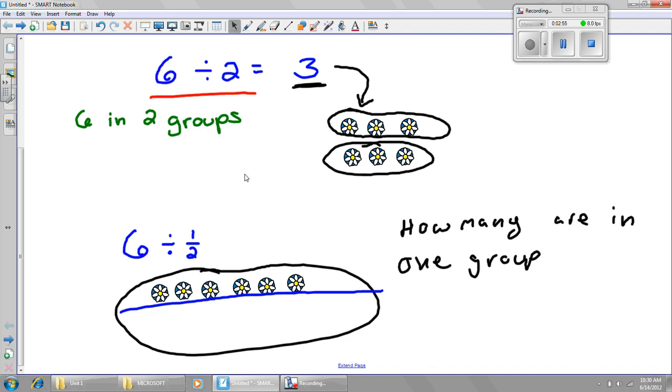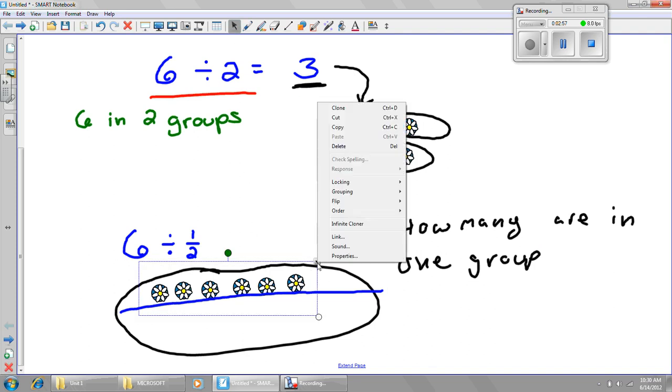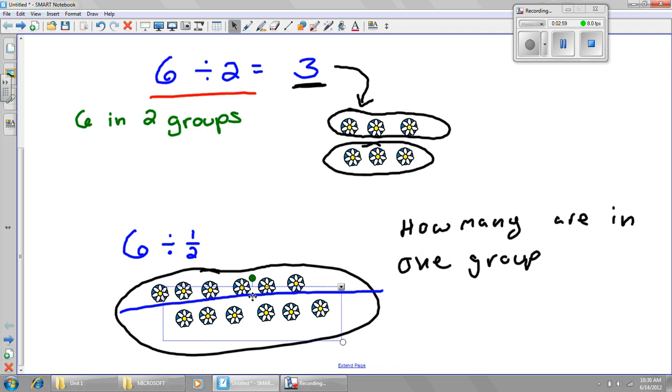Well, I know you guys are so smart. You can tell me, well, of course, Mr. Lawrence, there are 12 in one whole group. And so therefore 6 divided by 1/2 is the same as 12. Well, do you know another way to use 6 and get 12, especially with that denominator? Yeah, that's right. 6 times 2 is 12.